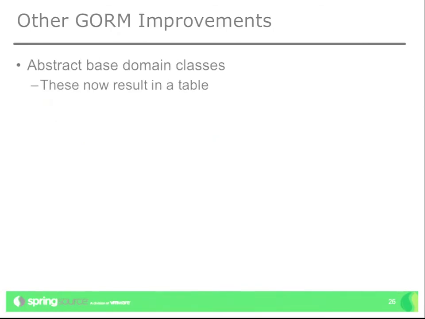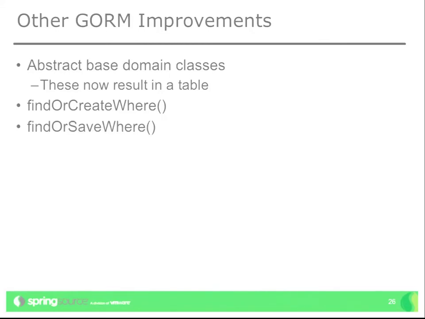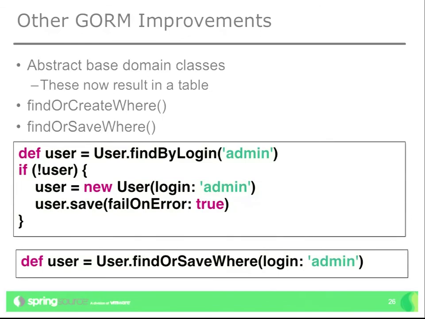All right, some other GORM improvements. We've improved abstract-based domain class handling. There's some things that just don't work in Grails 1 with respect to abstract-based domain classes. We've added new forms of dynamic finders that include findOrCreateWhere and findOrSaveWhere. So in Grails 1, you might have had code that looks like the code on the top here, where we send a query to the database to look for an object, and if that object is not found, then I want to create a new one.